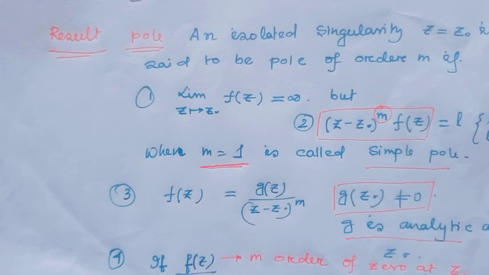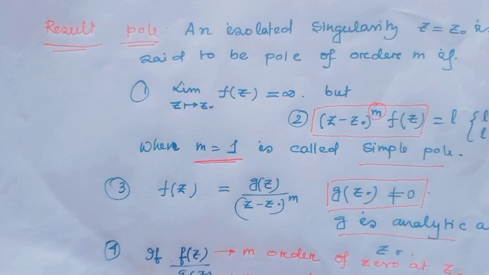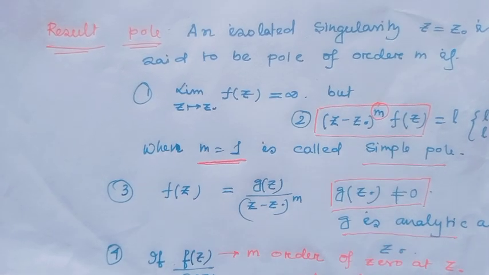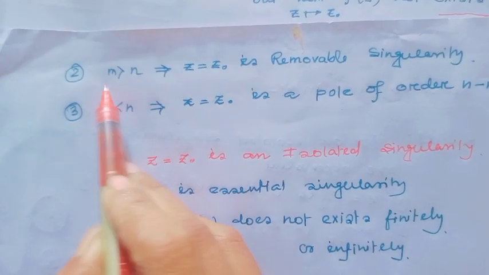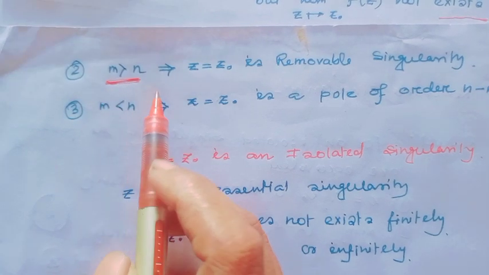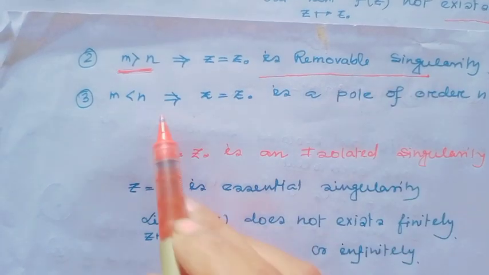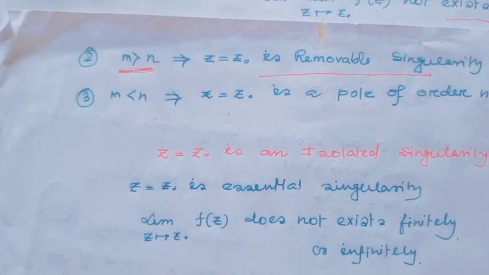Consider the rational function F(Z) over G(Z), where M is the order of the zero at the point Z naught of F and N is the order of the zero at the point Z naught of G. If M and N are equal, then Z0 is a removable singularity. If M is greater than N, then Z equal to Z naught is a removable singularity, and if M is less than N, then Z equal to Z naught is a pole of order N minus M.